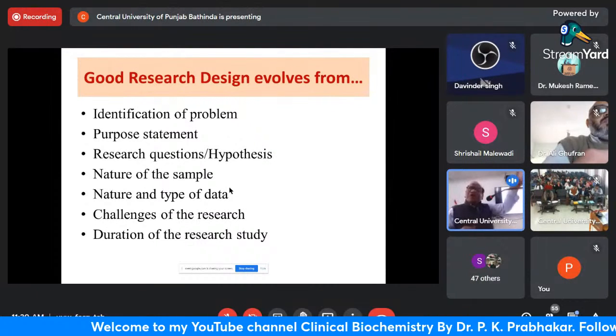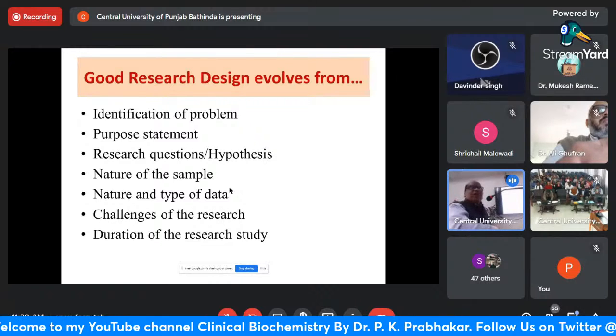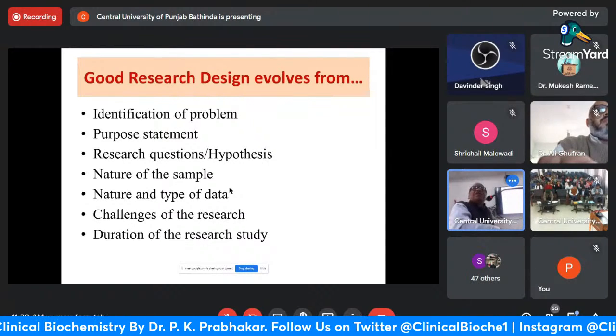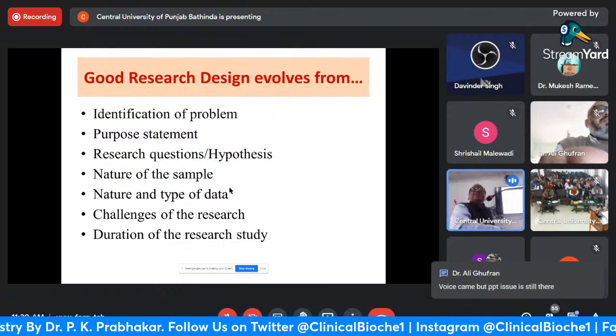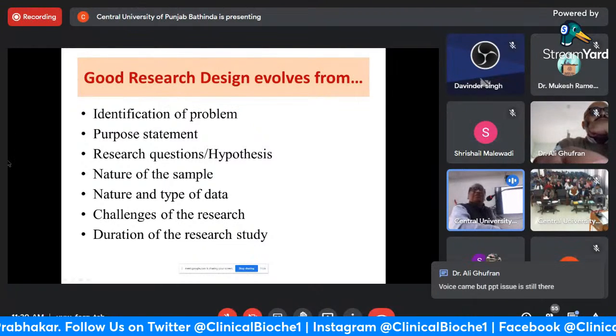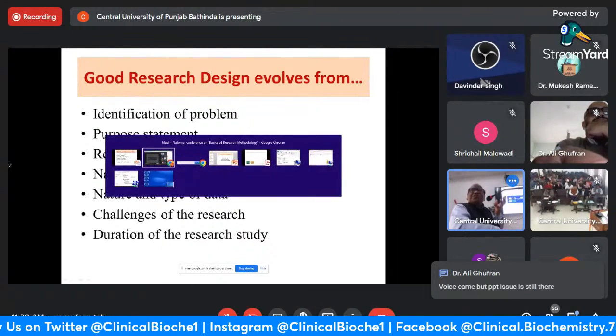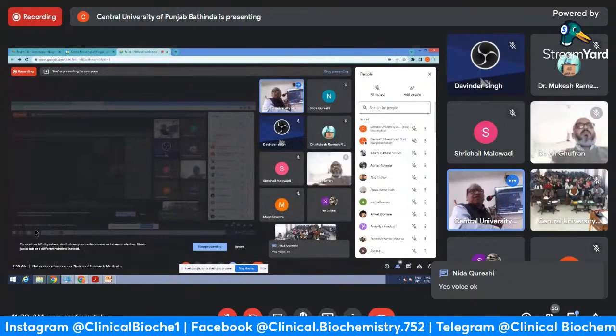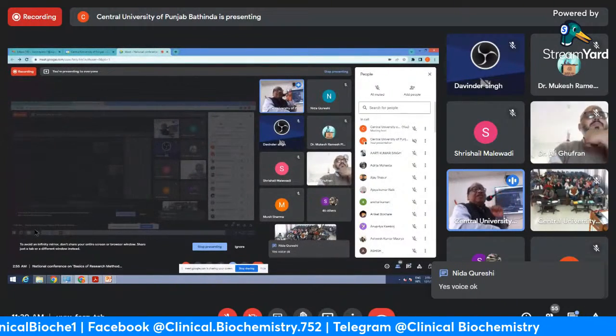The nature and type of data you are going to collect. Are you collecting quantitative data, or qualitative data? Or is there a need for mixing both quantitative as well as qualitative data? From whom are you collecting the data?